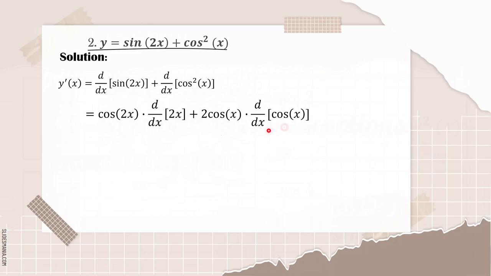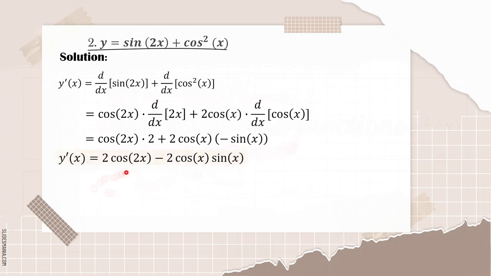Next is finding the derivative of 2x and the cosine of x. The derivative of 2x is equal to 2, while the derivative of cosine of x is equal to negative sine of x. Now we're just going to multiply cosine of 2x with 2 and 2 cosine of x with negative sine of x, which will result in 2 cosine of 2x minus 2 cosine of x times sine of x.